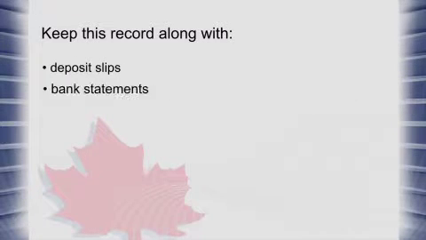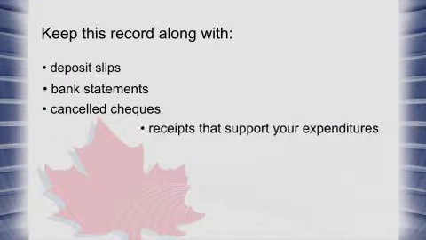A book with columns and separate pages for income and expenses is most convenient. Keep this record along with deposit slips, bank statements, canceled checks, and receipts that support your expenditures. If you are doing online banking, the CRA recommends that you keep a paper or electronic copy of your transactions.